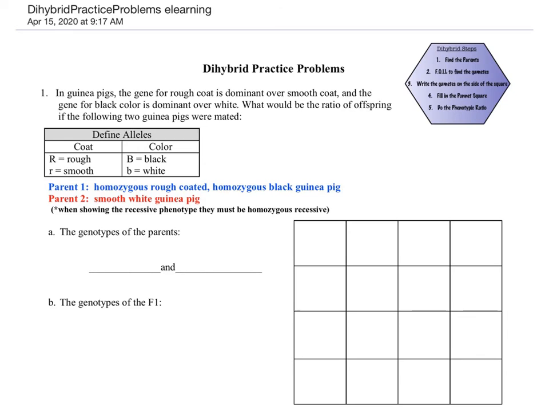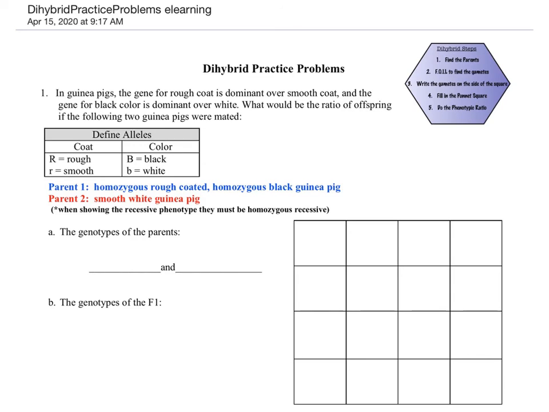Okay guys, at this point, you're going to begin your dihybrid practice problems. And I just wanted to show you a couple things here. Your dihybrid practice problems will start with a word problem. In this case, we're back to our guinea pigs. So in guinea pigs, the gene for rough coat, it's now called bedheaded, means their hair goes everywhere, is dominant over smooth. The gene for the black fur is dominant over white. What will be your ratio if the following 2 guinea pigs were mated?